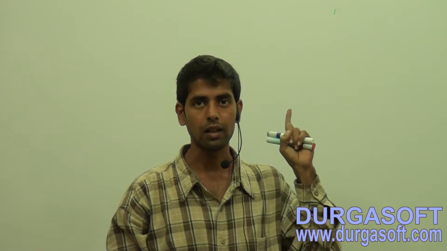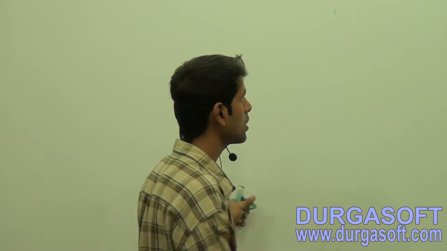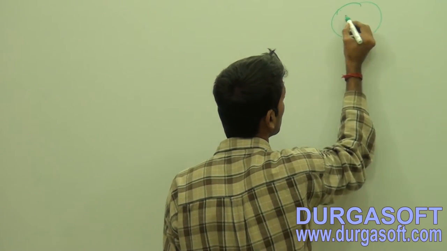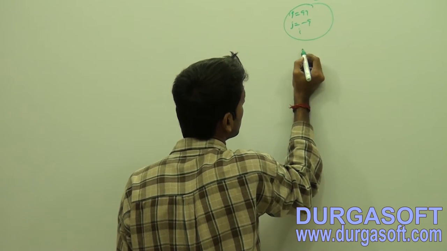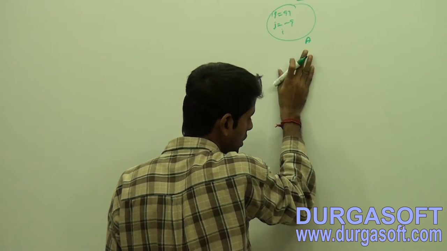Simple thing. If you want to perform backup, or create duplicate data, you have to go for the clone method, for whichever object data you want to duplicate or back up. Think that you are having one object with i = 99, j = -9, like that. Let the underlying object be a.